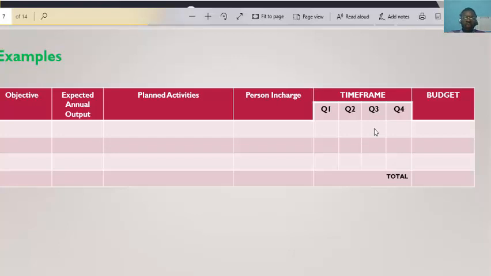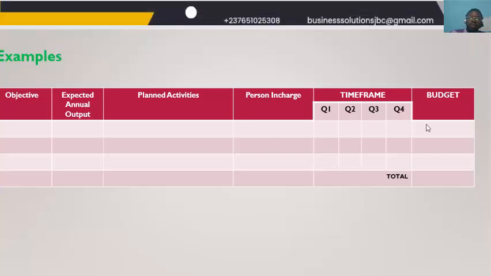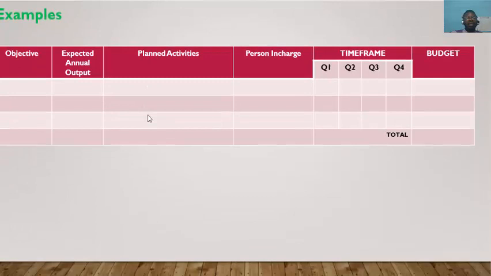If your project is a weekly project or a weekly plan, you should be able to spell out the day or the week. In that case, this will not be quarterly, it will be daily or weekly. And last but not the least aspect is the budget. How much do you plan to spend on this particular activity?